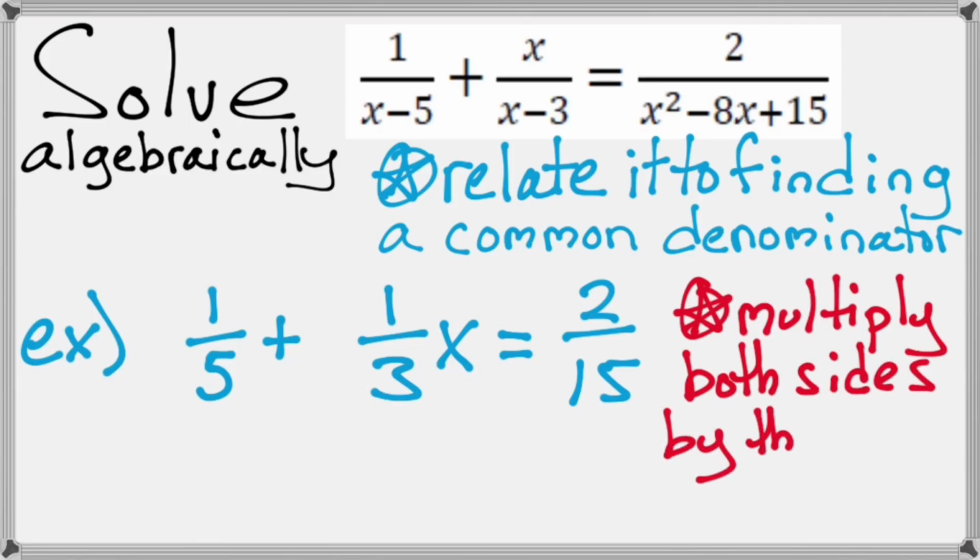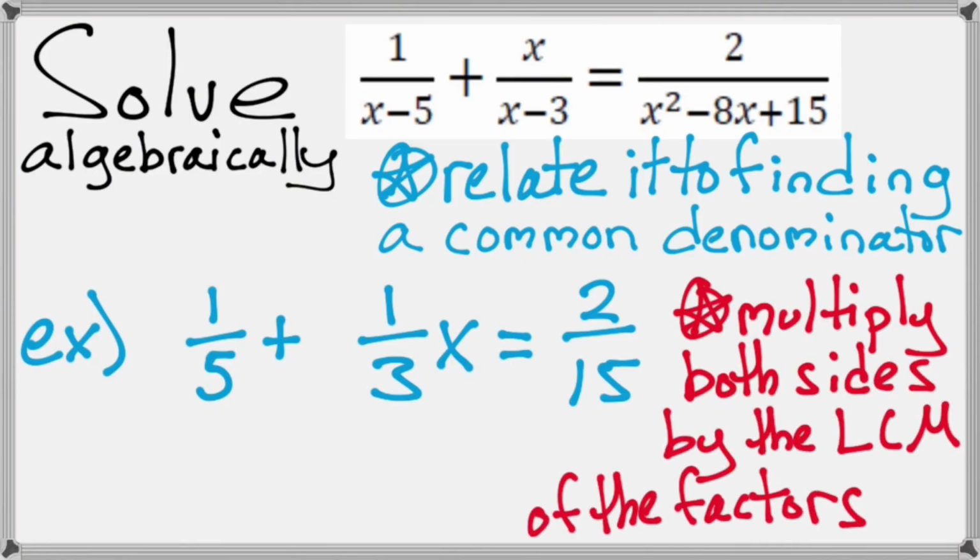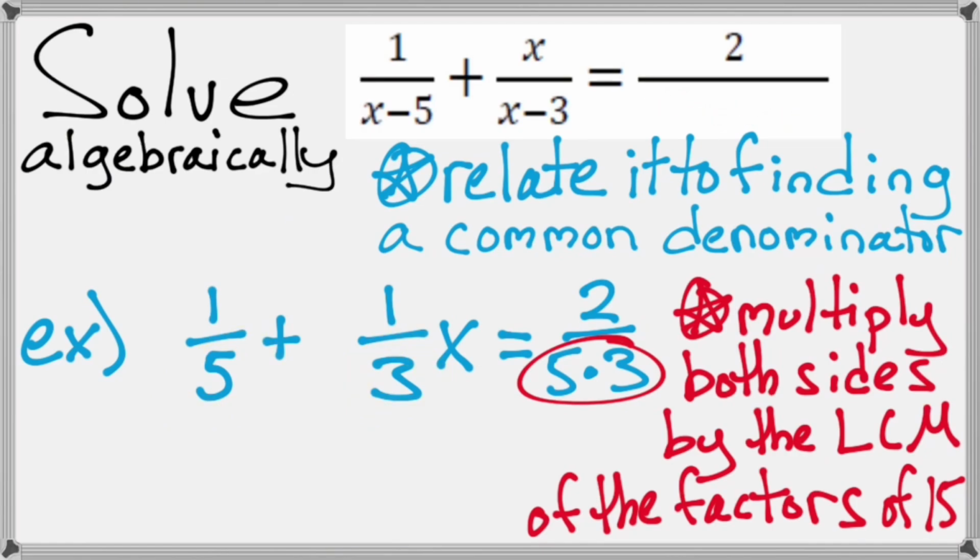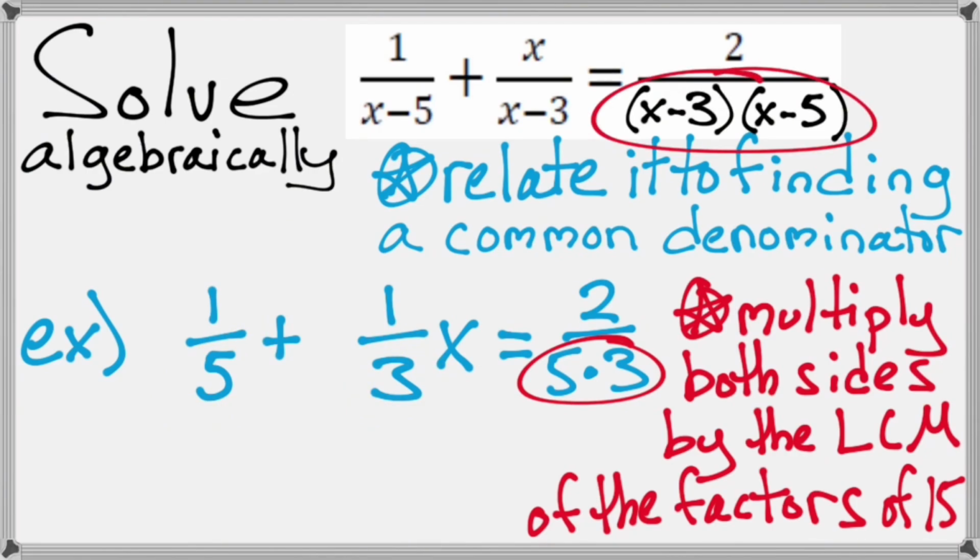You're going to want to multiply both sides of this equation by the least common multiple of the factors of 15. The factors of 15 being the numbers 5 and 3, the other two numbers that you see on the other side of the equation. When we multiply both sides by 15, that's just like taking the trinomial from the original equation and factoring it into x minus 3 times x minus 5.